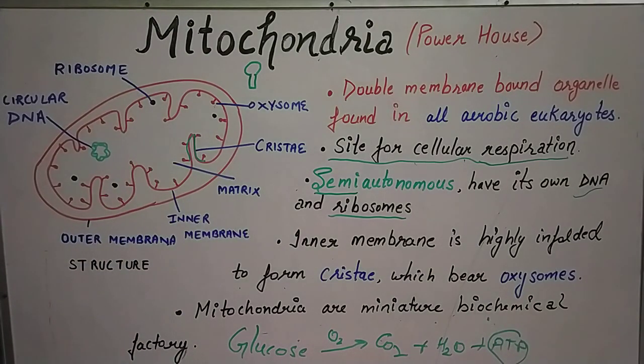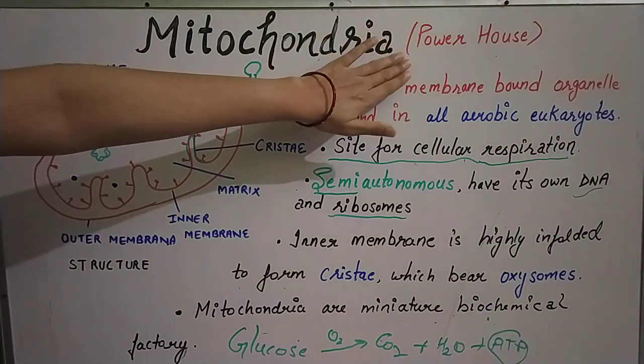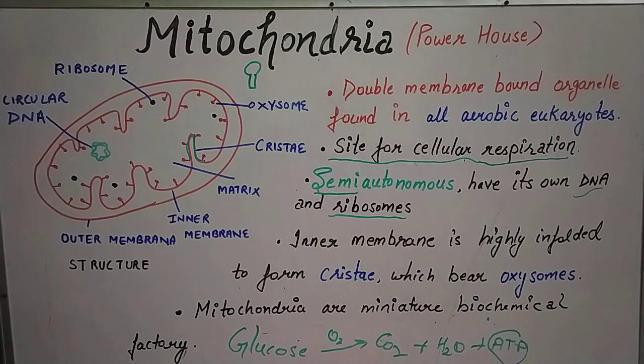So if it is asked where the ATP is produced, that ATP is produced in the mitochondria. What is the respiratory site within the cell? That is mitochondria. So as it is responsible for providing energy, power to the cell for cellular activities, because of that reason it is known as powerhouse of the cell.